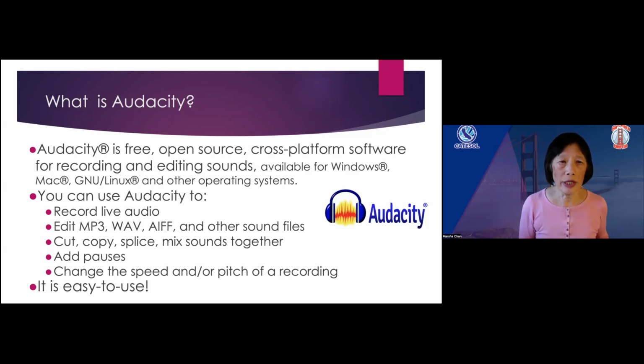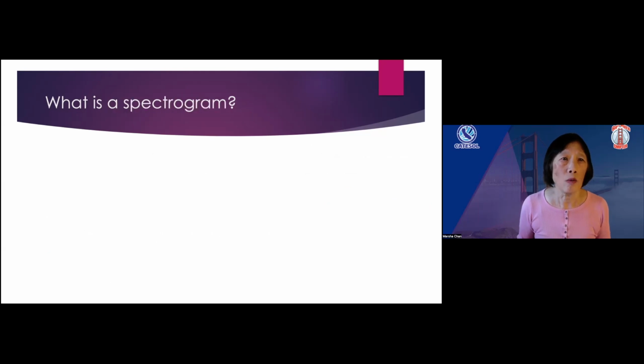You can also change the speed. You can also change the pitch of a recording. There are lots and lots of things that you can do with Audacity, and it's very easy to use. So I'm going to show you this one, although I also use GarageBand because I'm a Mac user and we can use them on Mac, but I'm not going to show you that today. It's very, very similar in what we're going to talk about in terms of a spectrogram.